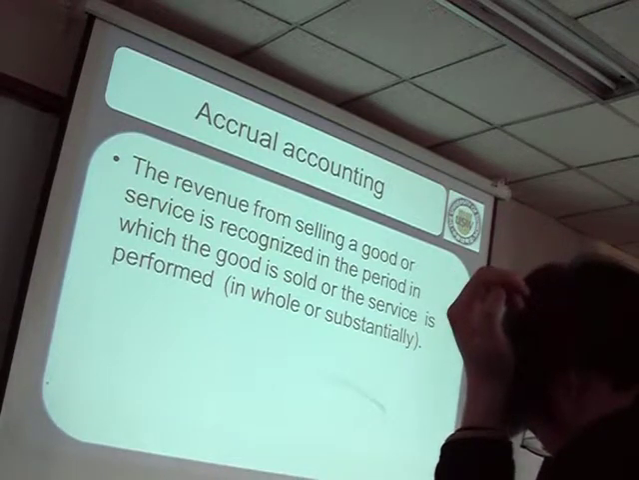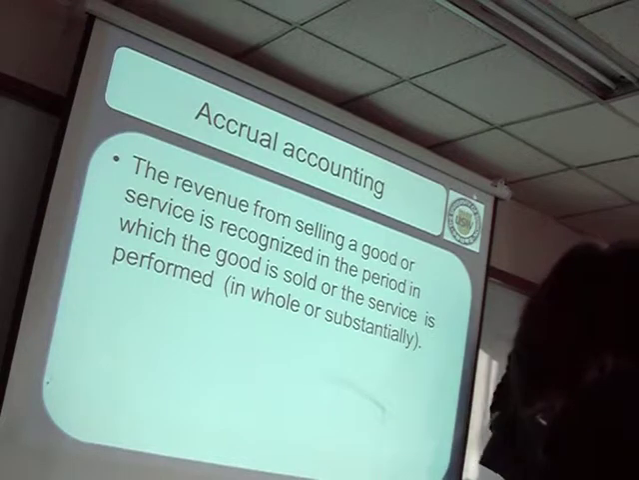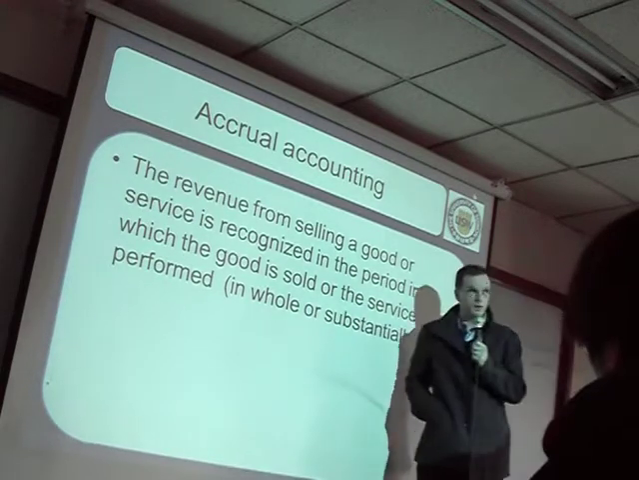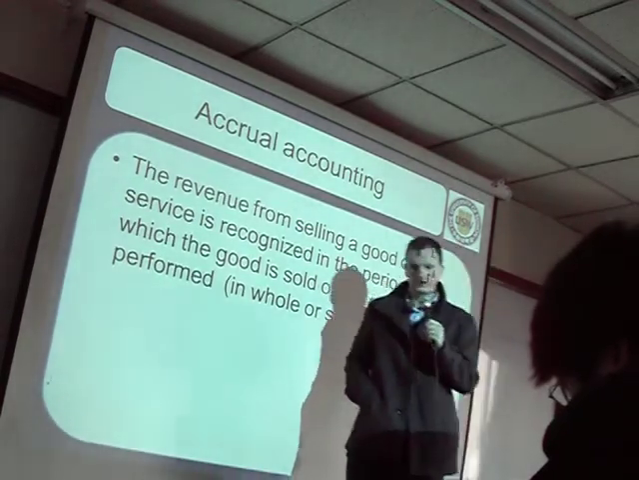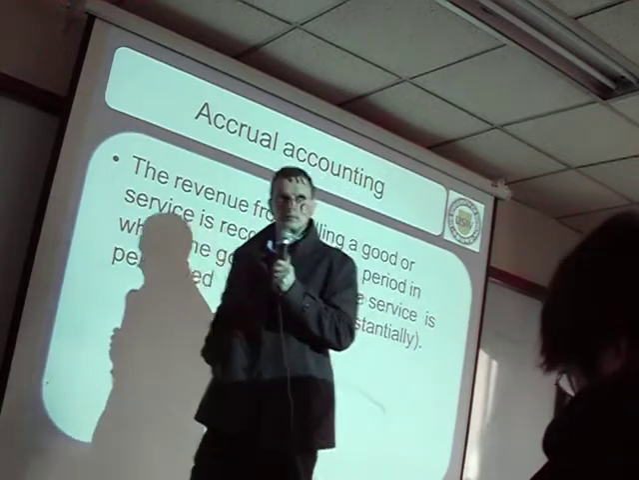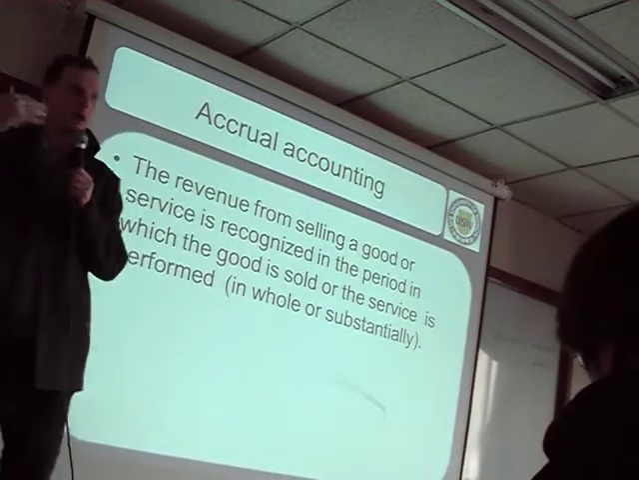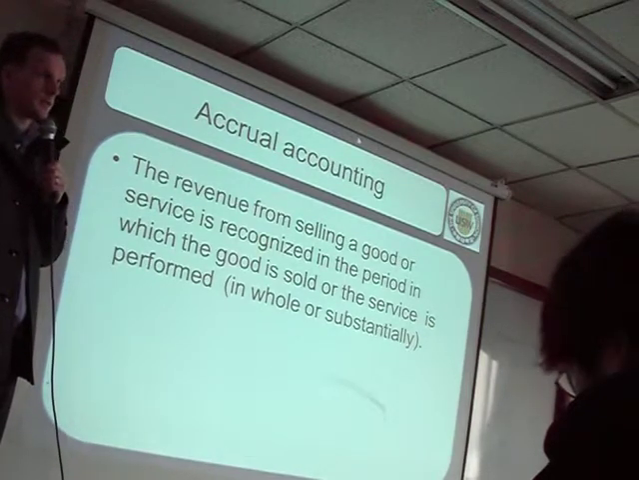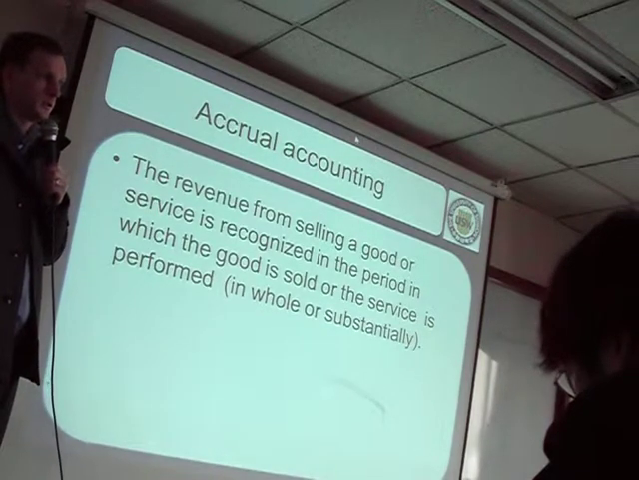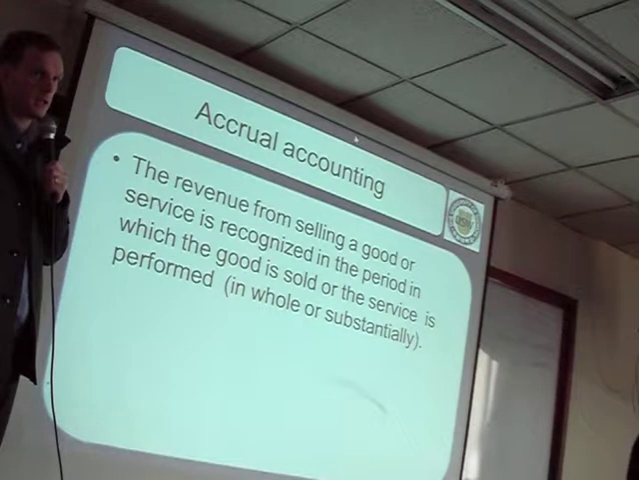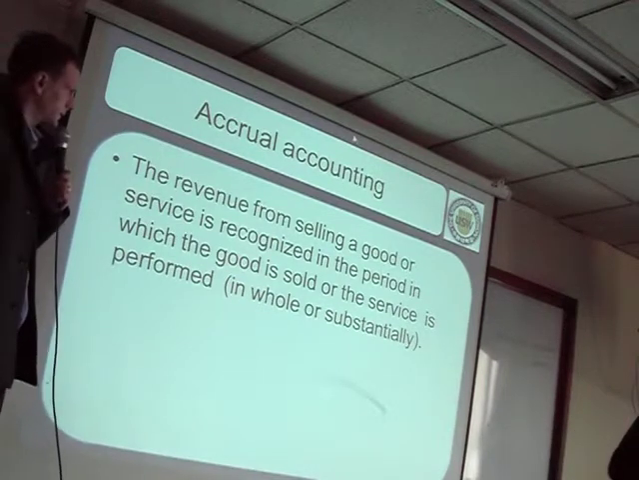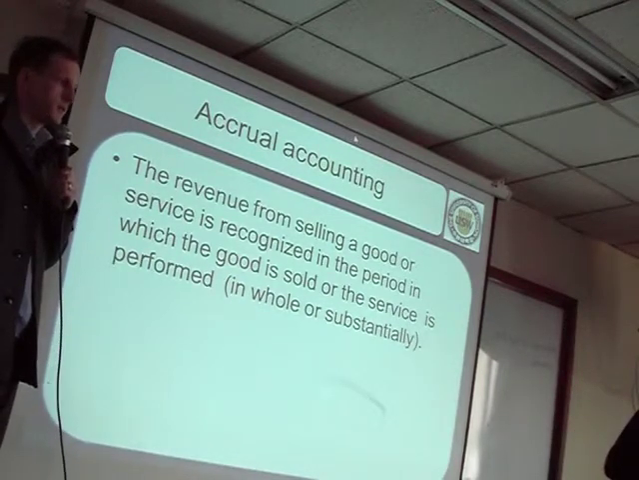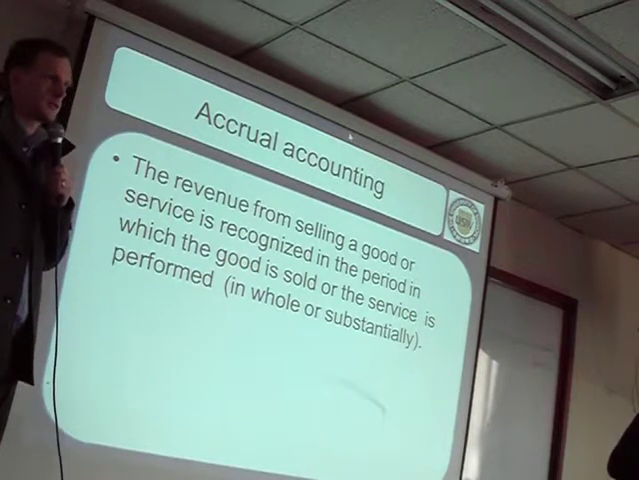So in accounts receivable, did I sell something or did I buy something? In accounts receivable, am I selling something or buying something? Selling, right? Did I get the money yet? No. Did I sell the product? Yes. So the accountant has to decide, are we going to record this now or not?